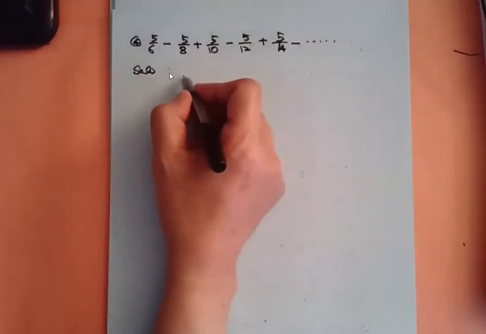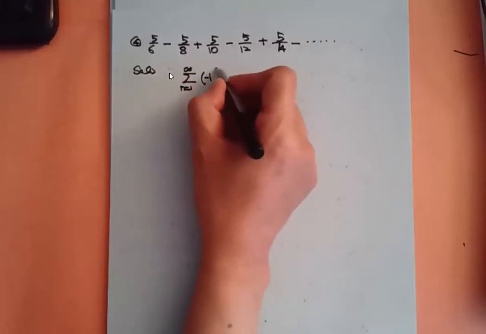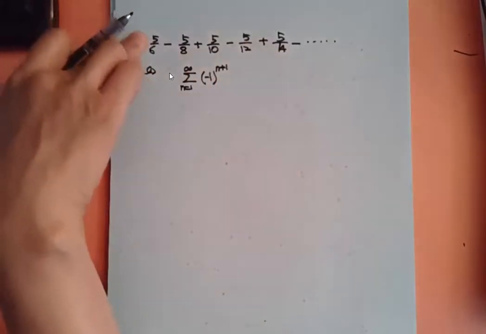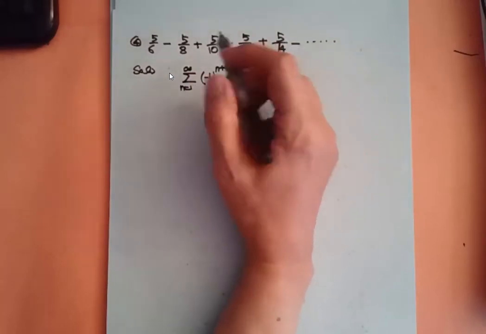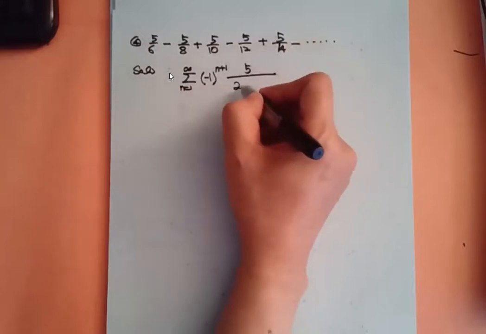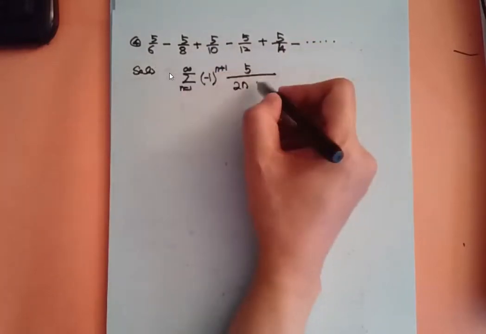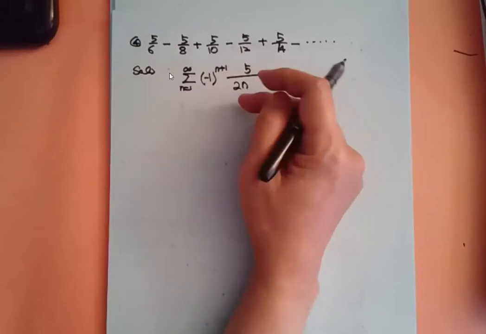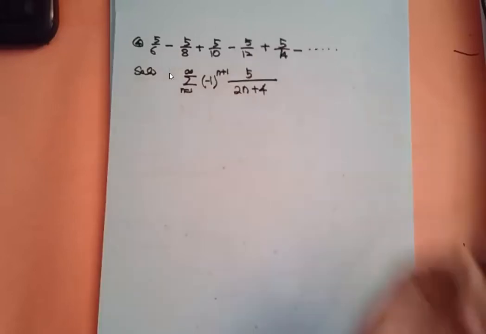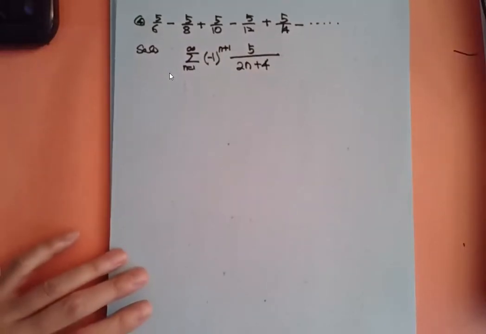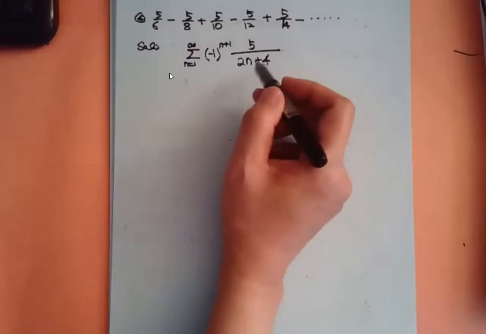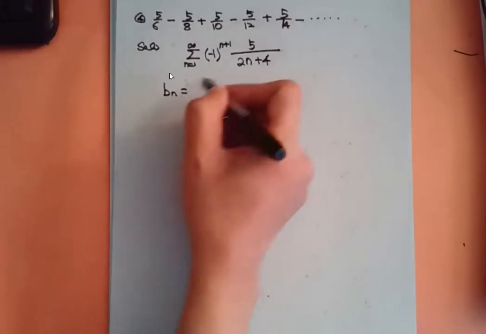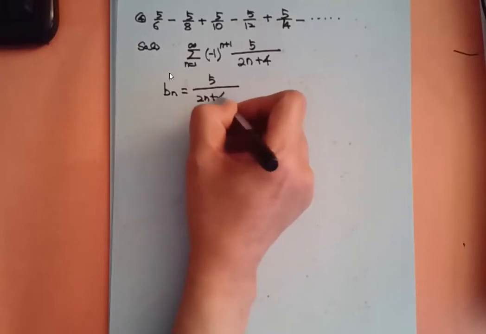So this series can be written as summation n equals 1 to infinity, minus 1 to the n plus 1, because the first term is positive, times the numerator is always 5, and the denominator is 6, 8, 10, 12, even numbers. But the first term is 6, and so when n equals 1, 2n is 2, so we have to add 4. So 2n plus 4 is the denominator. So bn is 5 over 2n plus 4.